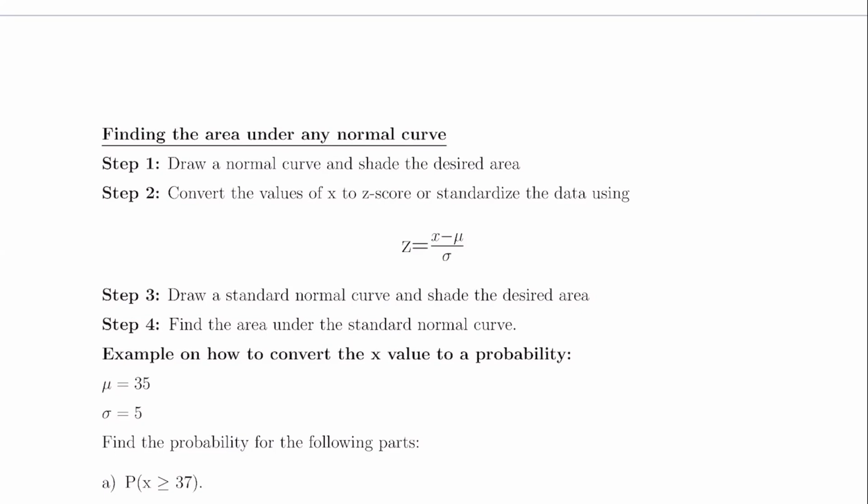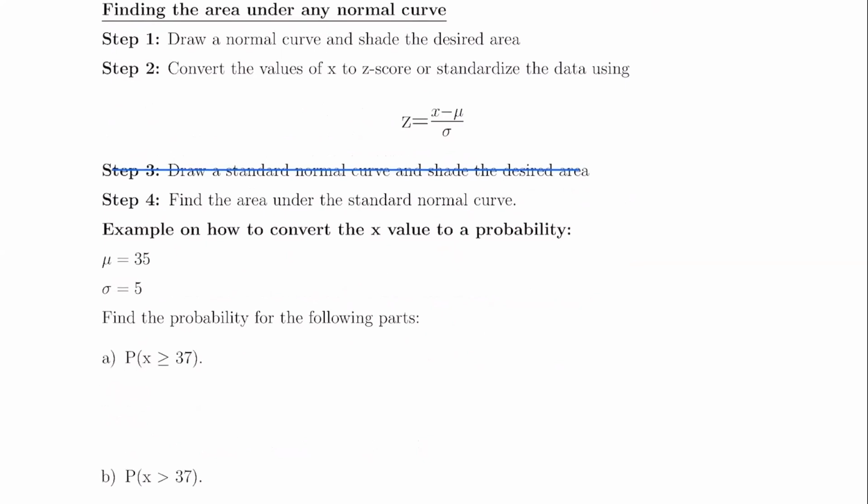All right, so the first way I'm going to show you, we're going to exclude step number 3. So step number 1 says draw a normal curve and shade the desired area. Step 2, convert the value of x to a z-score or standardize the data using z is equal to x minus mu divided by sigma. The last step, we're going to find the area under the standard normal curve. So those are the 3 steps we're going to be taking.